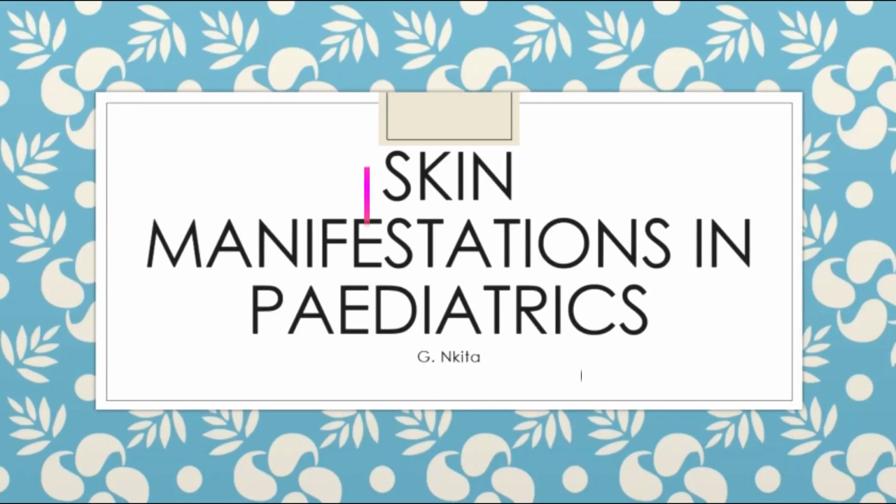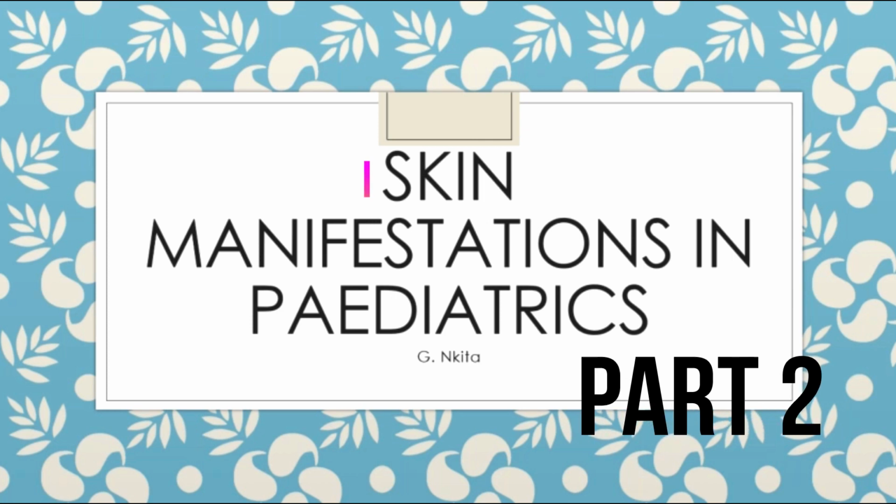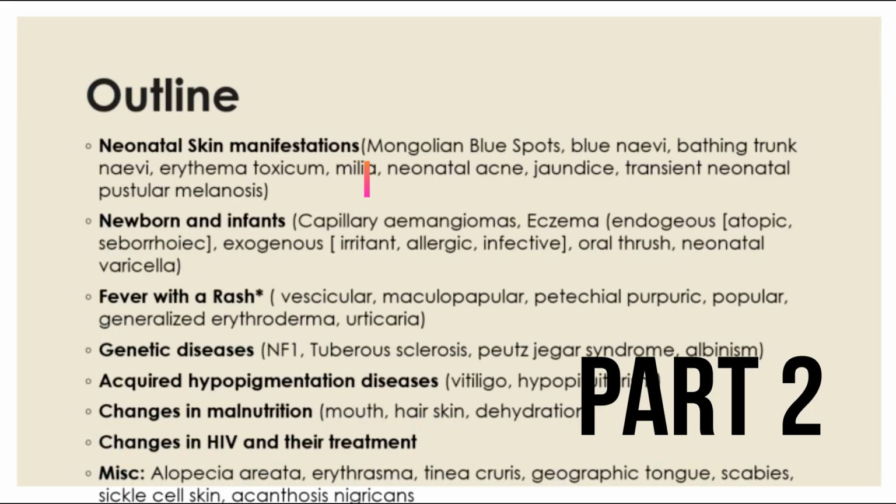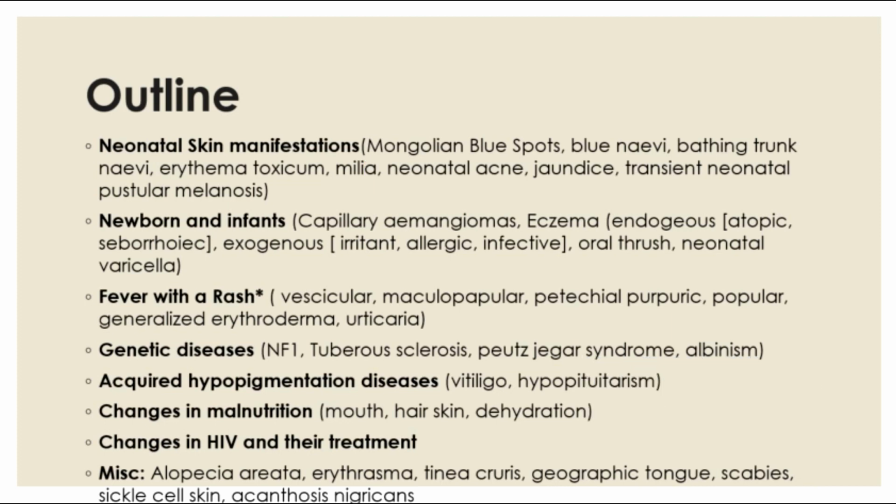Today I'll be doing part 2, skin manifestations in pediatrics. In part 1, I spoke about neonatal skin manifestations, and now in part 2, I'll be talking about newborn and infants. This section will be addressing capillary hemangiomas, eczema, which has endogenous and exogenous types, oral thrush, and neonatal varicella.